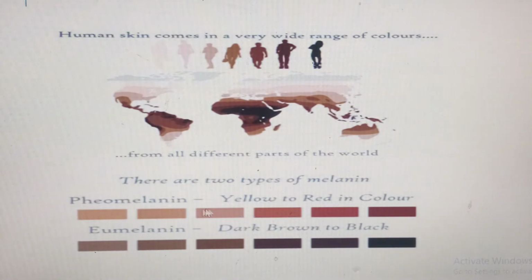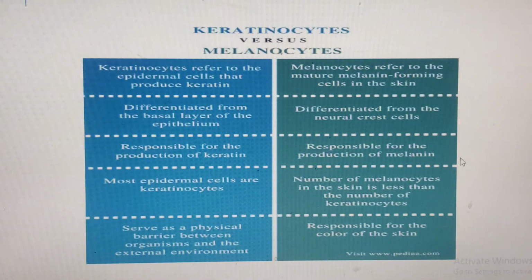The more yellowish you are, the more pheomelanin you have, or the more pinkish red you are. So that is the distribution across the group. Now, having seen keratinocytes and melanin, what is the distinction between them?